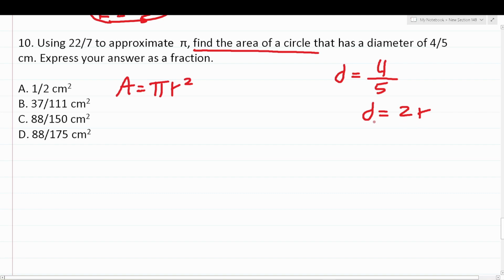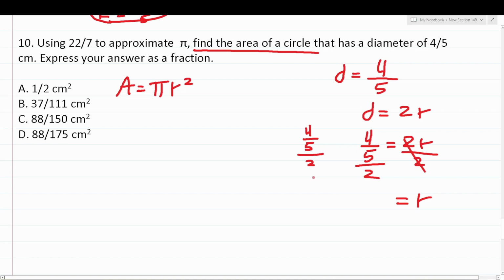All right, so what we can do to figure out what r is, is plug in 4/5 for d, and then by solving for r, we'll know what the radius is. So let's solve for r. Let's divide both sides by 2. This leaves us with just r on this side. And as you can see, we have r equaling 4 over 5 divided by 2.